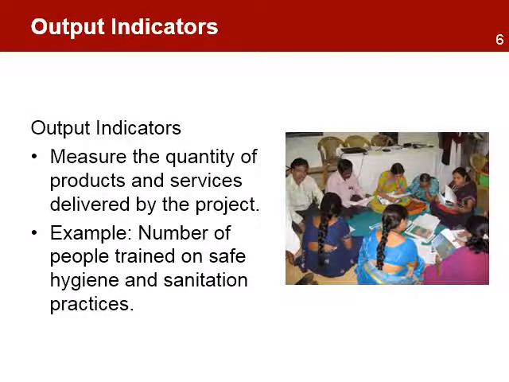In the next level, output indicators measure the quantity of products and services delivered by the project. These indicators track the progress of the project and its efficiency in delivering the expected outputs. They are a direct result of the project activities. For example, number of people trained on safe hygiene and sanitation practices. Output indicators are also known as process indicators, as they relate to the efficiency and quality of the goods and services produced by the project.